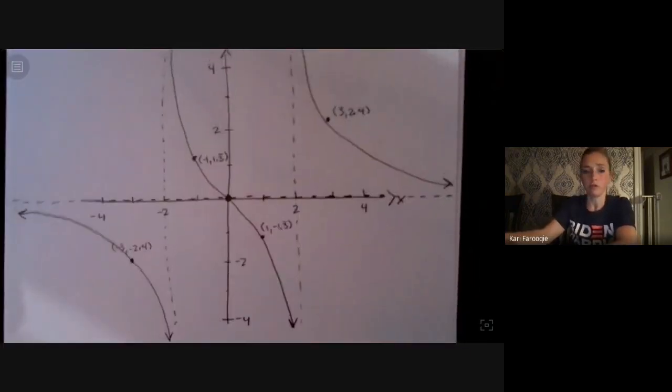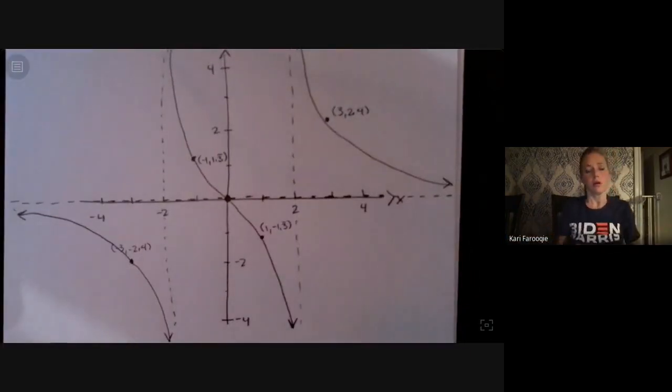And you can double check this in your calculator. It's already in there for f of x. If you would like, just go ahead and delete your other two graphs and double check and make sure that this is what your graph is supposed to look like.